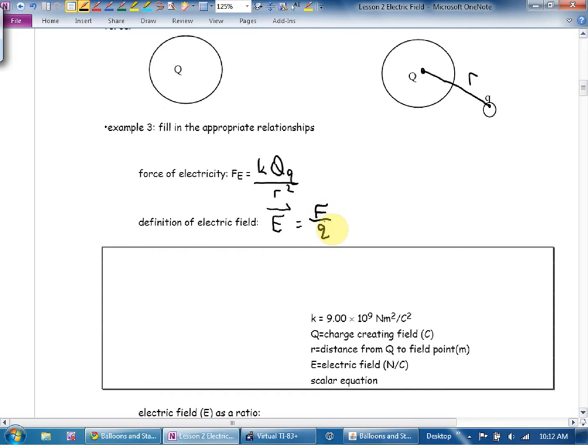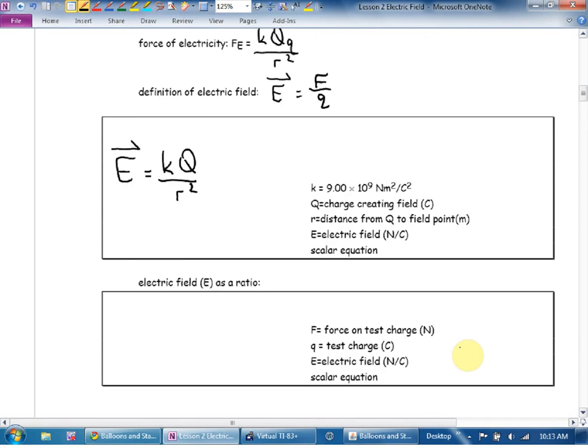And what we're really saying here is that little q would cancel. The electric field, and the symbol for electric field is capital E, don't confuse it with energy, is equal to K big Q over R squared. Where K is 9 times 10 to the ninth, big Q is the charge that's creating the field, and R is the distance from Q to any location that we're trying to figure out the strength of the field at, a field point, in meters. It's a scalar equation. We're going to define electric field direction in a bit. Electric field as a ratio: electric field equals F over q.